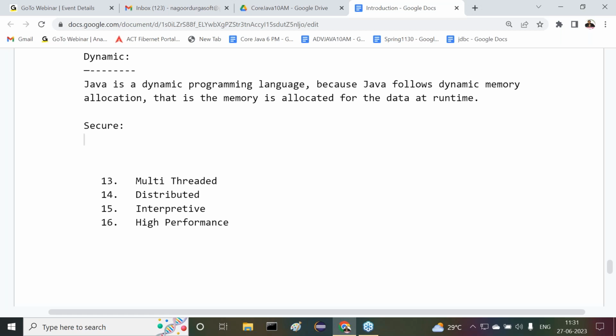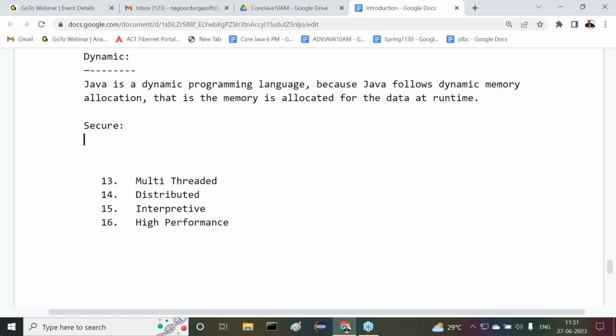Finally, Java is providing security at 3 levels. What are the 3 levels? First one is implicit security. Next one is web security. Third one is network security. That's it. So these are the reasons why we can conclude that Java is a secure programming language. So got it or not?